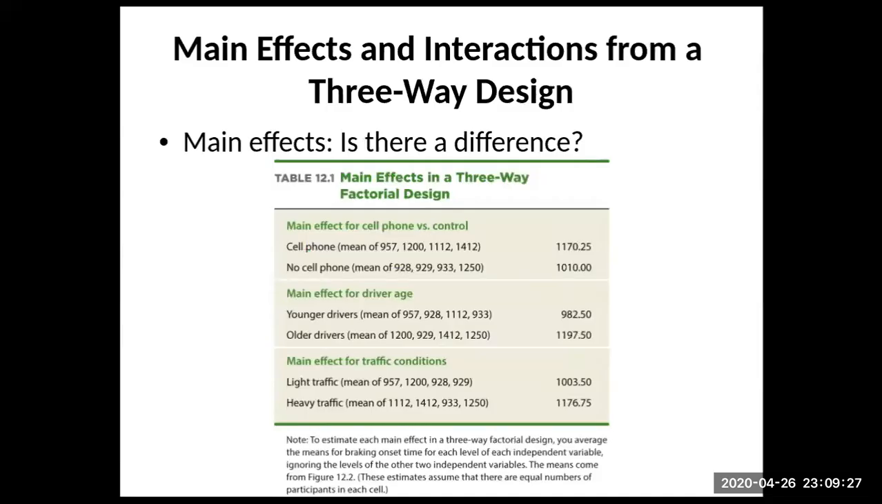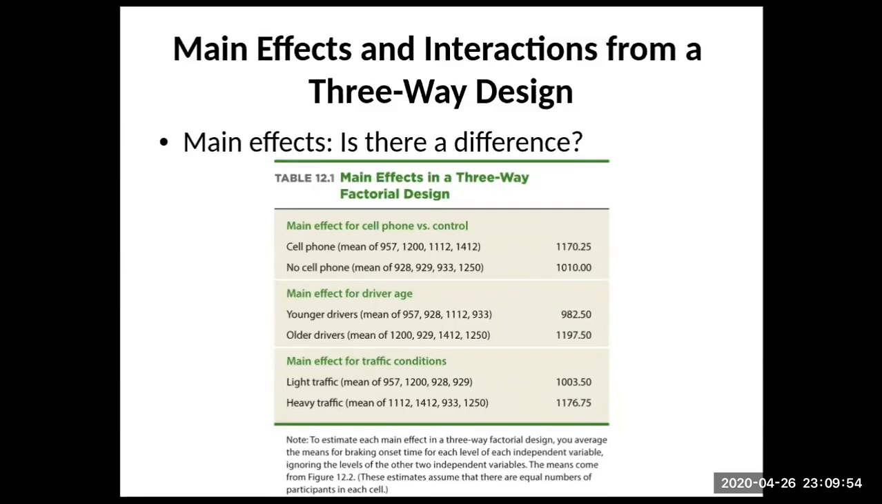So, main effects and interactions in a 3-way design. We are asking 3 different main effects: cell phone versus no cell phone. Is there a main effect for age? So again, younger versus older. And we're asking, is there a main effect for traffic condition? Light versus heavy. So here, if we look at the marginal means, we have 1170 and 1010.